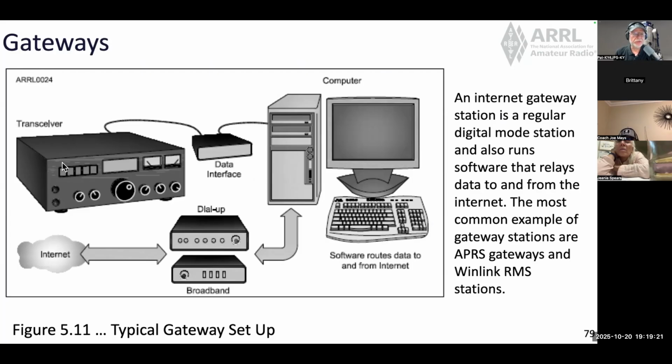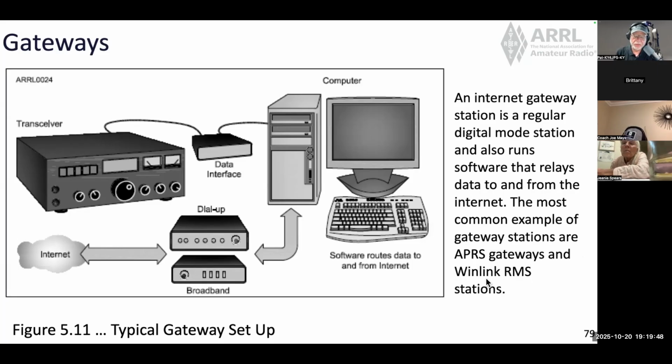So the radio receives something from another radio. It can feed it into the computer. Then the computer can feed it out to the internet. So an internet gateway is a station. An internet gateway station is a regular digital mode station and also runs software that relays data to and from the internet. The most common examples of gateway stations are APRS gateways and WinLink.